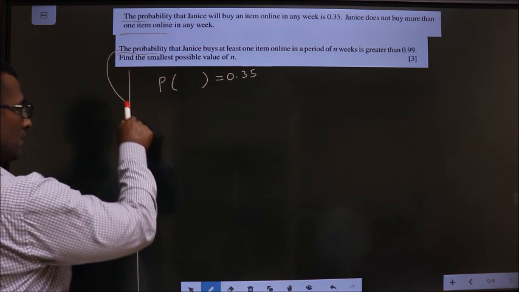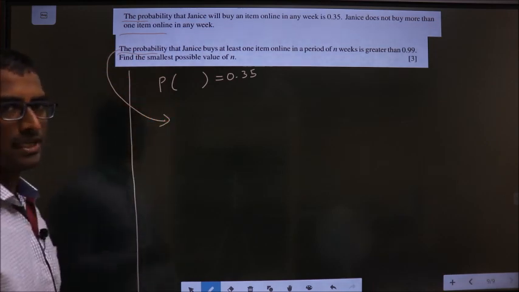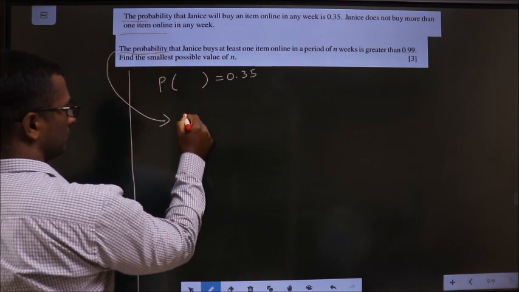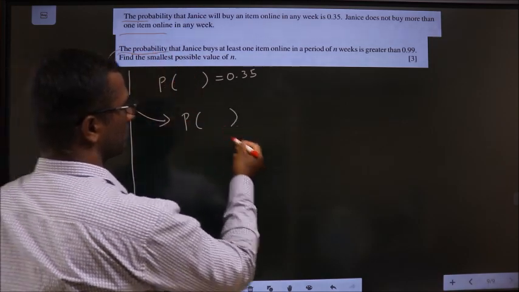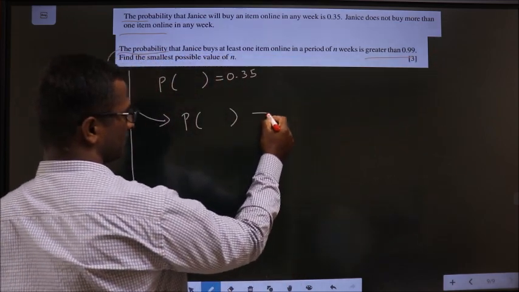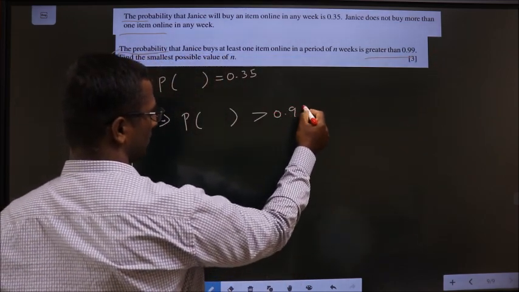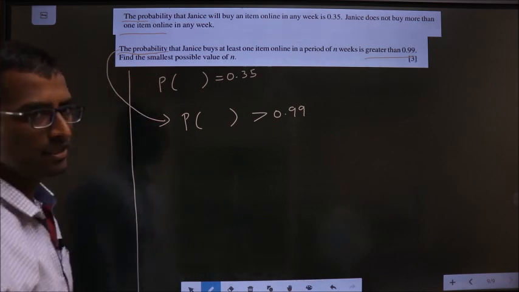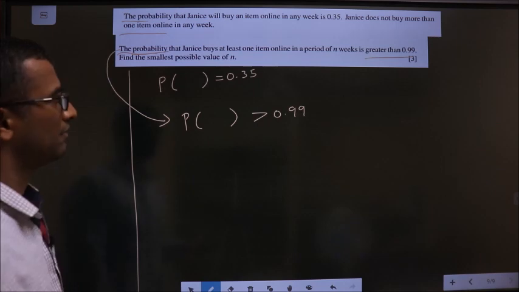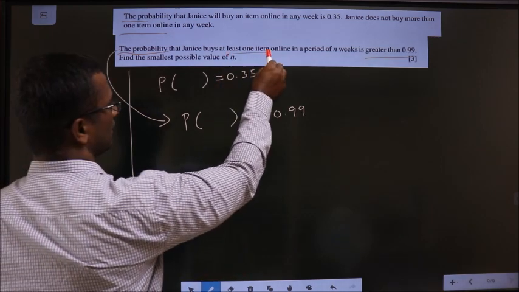Now let us convert this statement into mathematical form. Here given is probability. Probability is said to be greater than 0.99. So greater than 0.99. Clear? Now, what condition will I get here? That will be decided by this one.